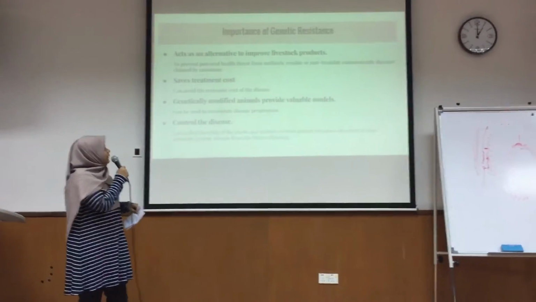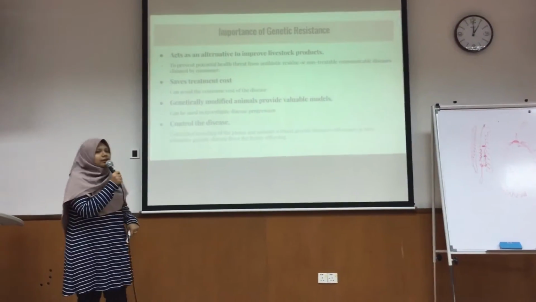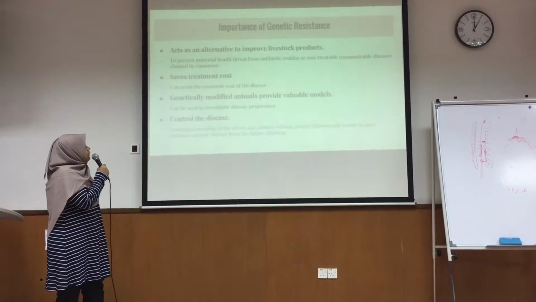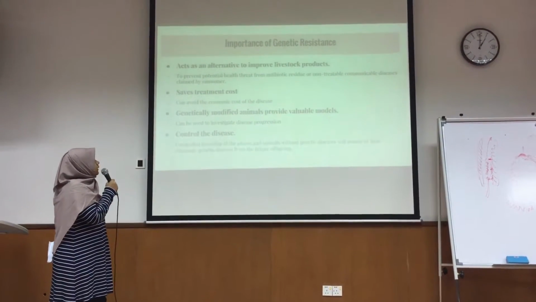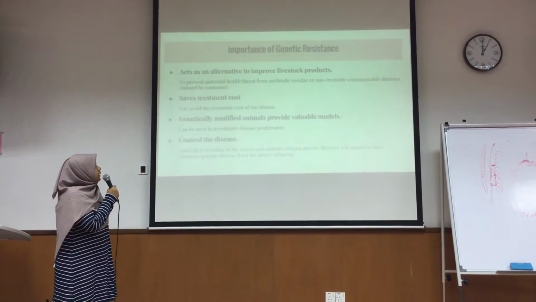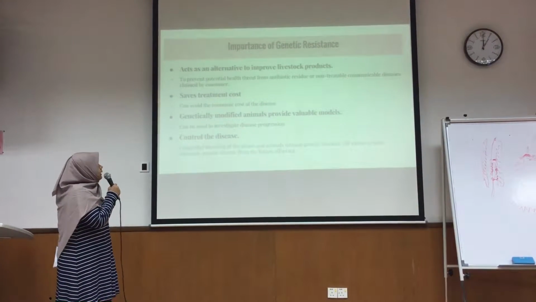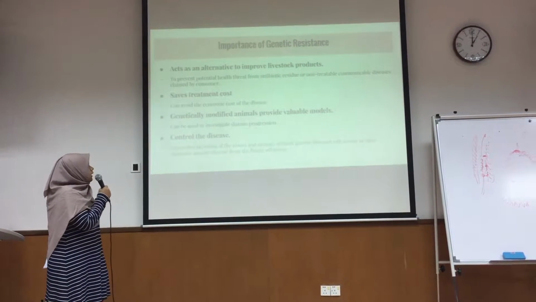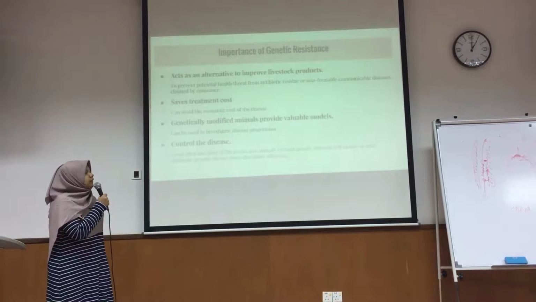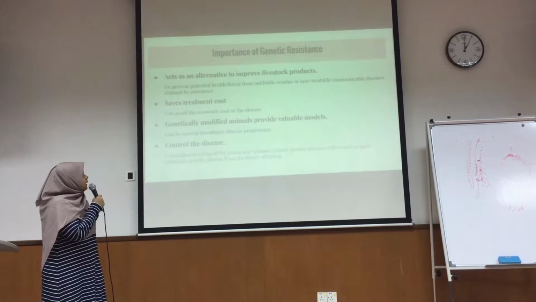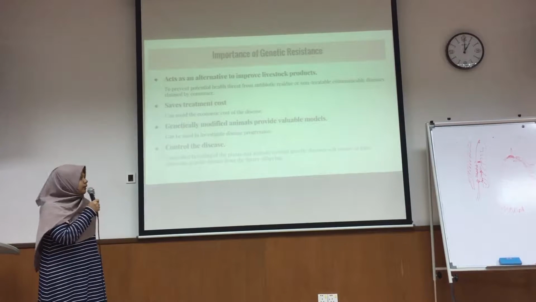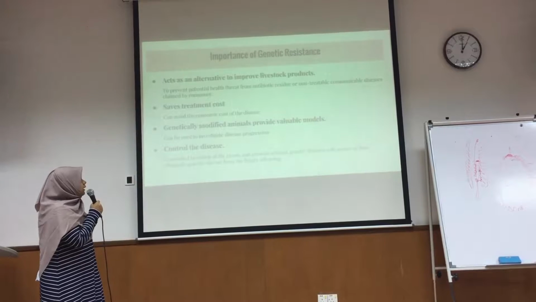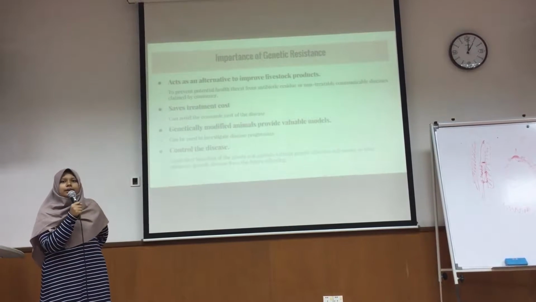Okay, then I will explain about the importance of genetic resistance. First of all, it acts as an alternative to improve livestock products, and it saves treatment costs. We can avoid the economic cost of the disease. Genetically modified animals also provide valuable models, and these animal models can be used to investigate disease progression. Lastly, with genetic resistance, we can control the disease. Controlled breeding of plants and animals without genetic diseases will sooner or later eliminate genetic disease from future offspring. That's all from me.